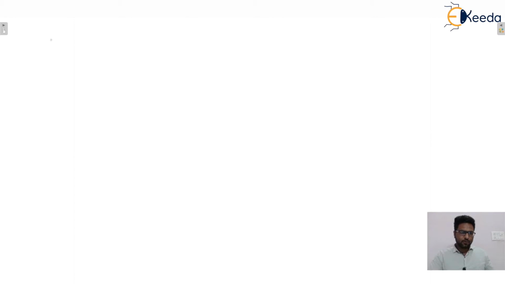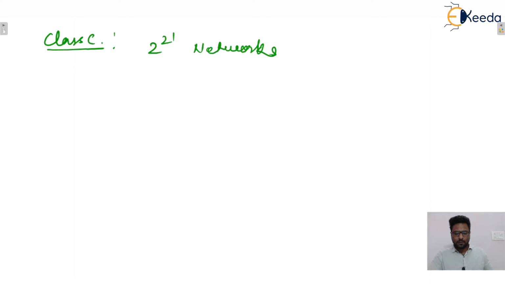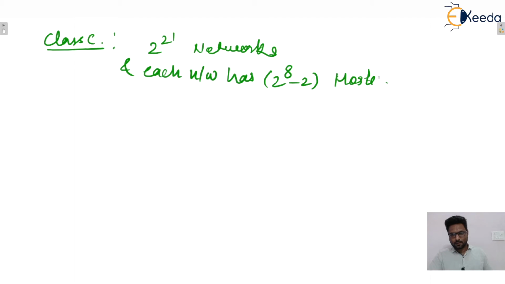Similarly, if we talk about class C, then in class C 2 raised to power 21 networks are possible, and each network has 2 raised to power 8 minus 2 hosts, isn't it? 2 raised to power 8 means 256 minus 2 means 254. That means class C can handle only 254 hosts, isn't it?